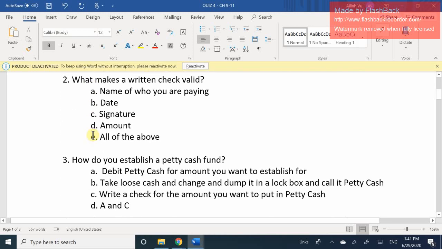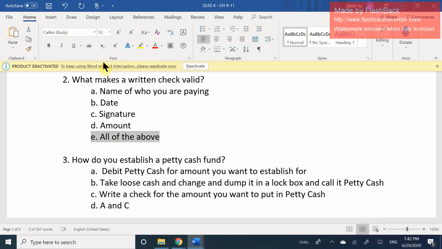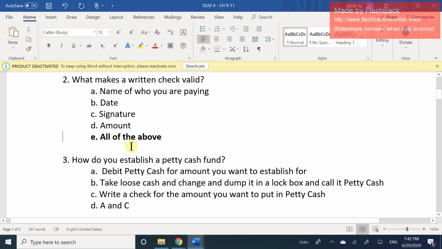All right, so number 2. What makes a written check valid? A, name of the person who you are paying. B, date. C, signature. D, amount. Or E, all of the above. Yes, you need to have one and not the other. Okay, you need to have all of them. You cannot have one without the other.